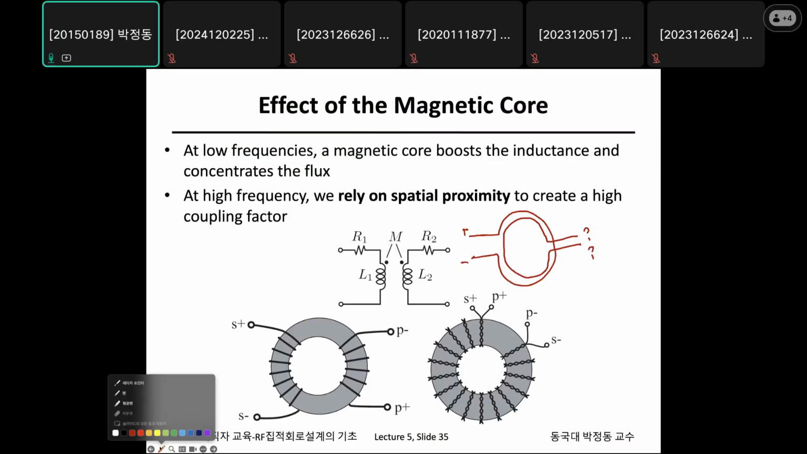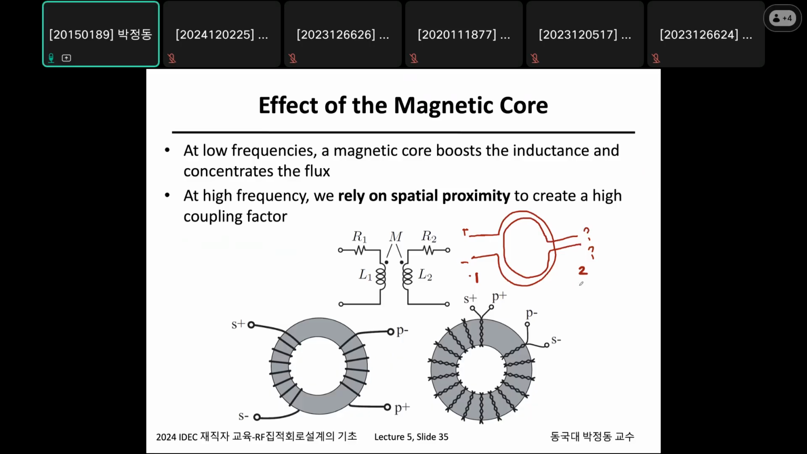Let's assume you draw a transformer this way. So which one? Let's say this is a primary, and let's say this is a secondary. Which one has to be positive? Which one has to be negative for the second part?